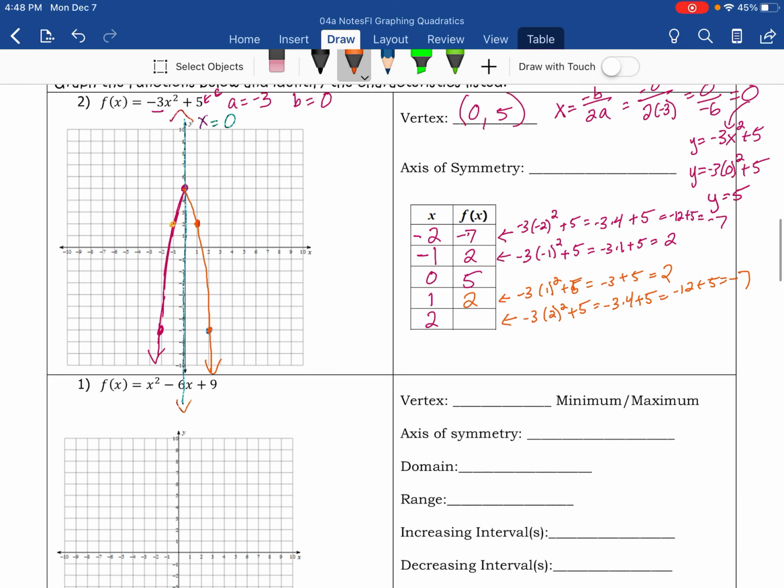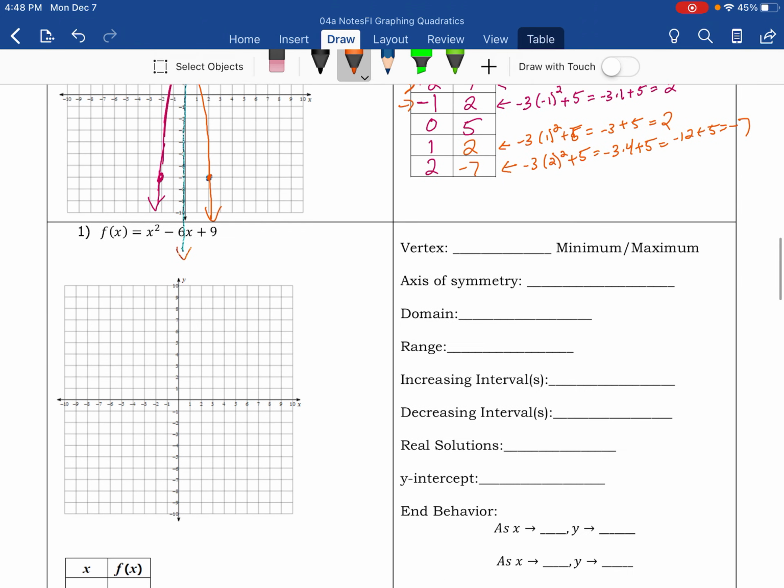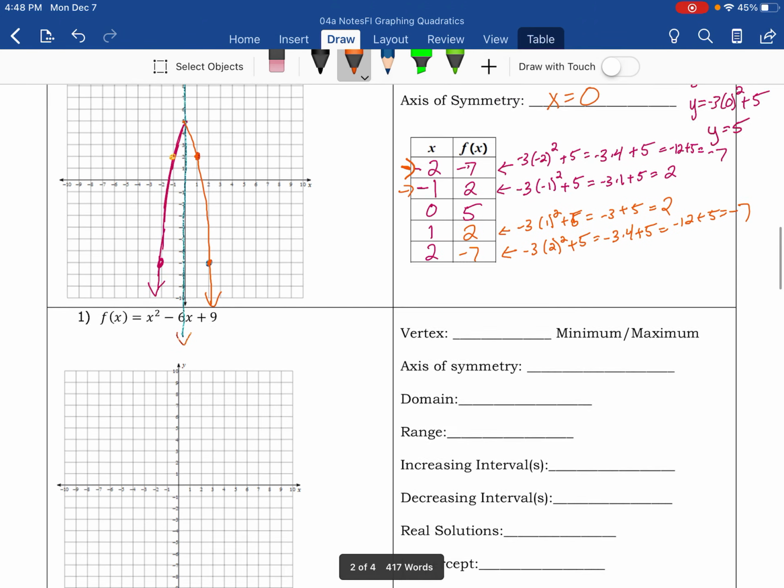So here's the other half of my parabola, and that's how you would graph. So 2 and then -7. And so you can use your axis of symmetry, find 2 points, and then you can use the axis of symmetry to plot another 2 points. So my axis of symmetry here is x equals 0. It's not always 0, it's just in this case it is.